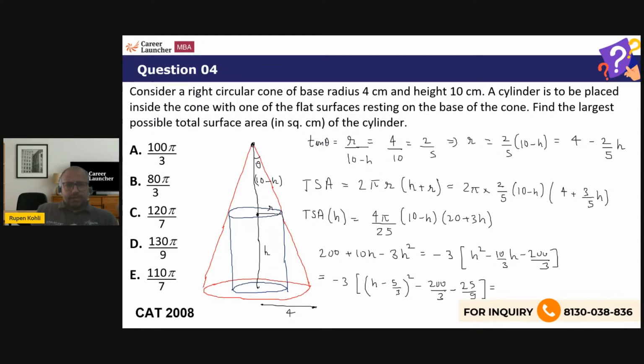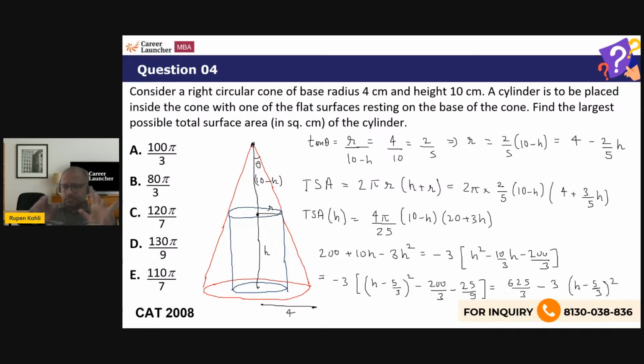Okay, so finally, what is this? Minus 3 into this. This is 200 by 3 plus 25 by 9. That will be 600 by 9 plus 25 by 9. 625 by 9 into minus 3. So 625 by 3. Perfect. This is minus 625 by 9 into minus 3. Minus minus cancels. 625 by 3. And minus 3 times of h minus 5 by 3 whole square.